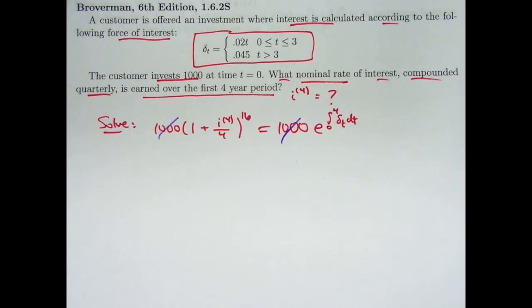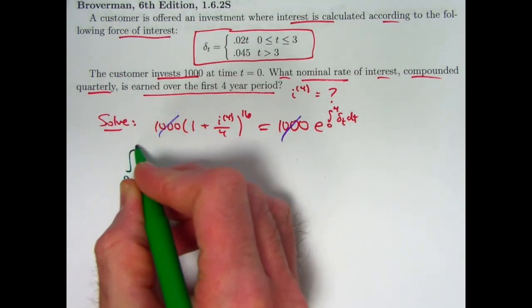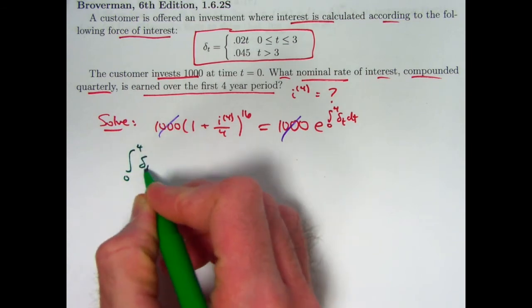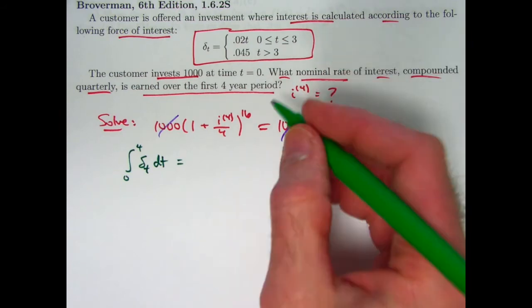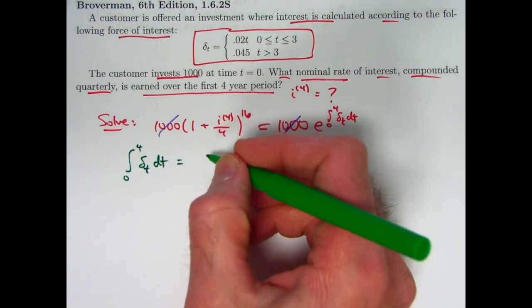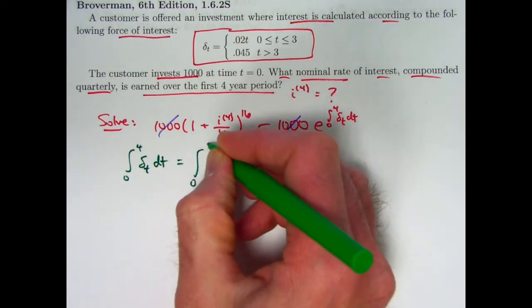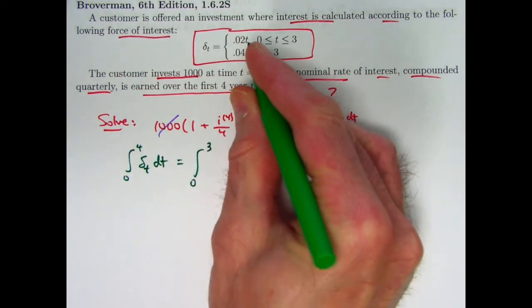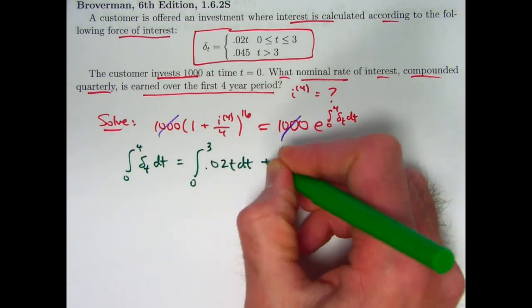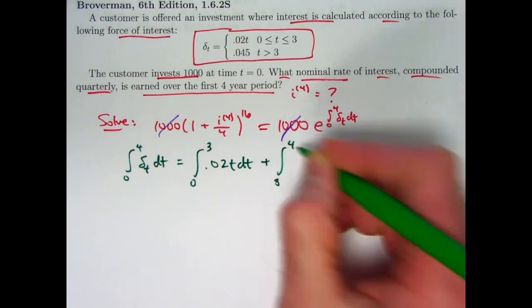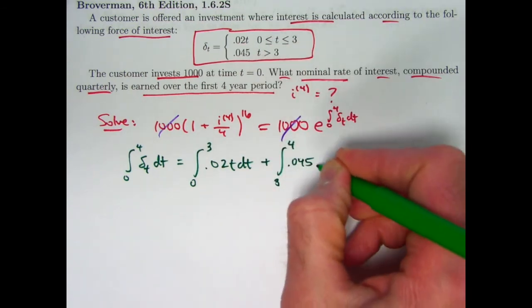So let's do the integral on a separate line here. The integral of this force of interest function from 0 to 4. Well, it's a piecewise defined function. You can integrate discontinuous functions like this that only have jump discontinuities. We need to integrate the first piece that goes from 0 to 3 and has this formula, 0.02t. And then add the integral from 3 to 4 of the function. It's got a different formula over that interval. It's just a constant function, 0.045.